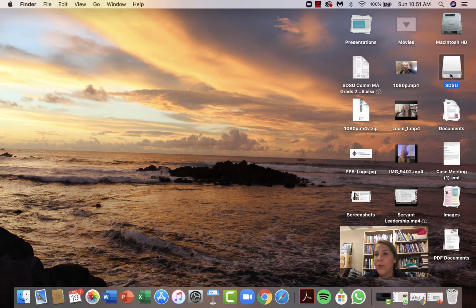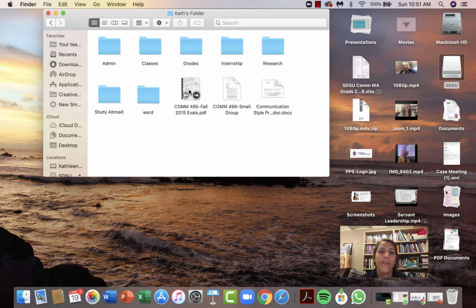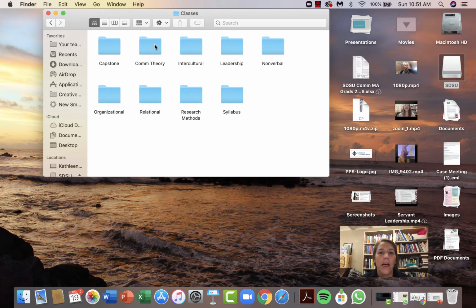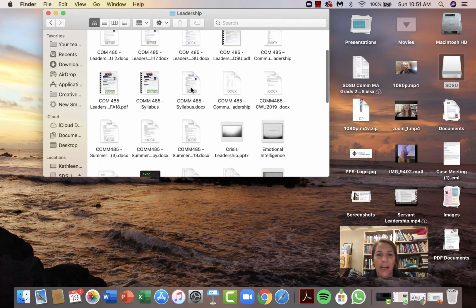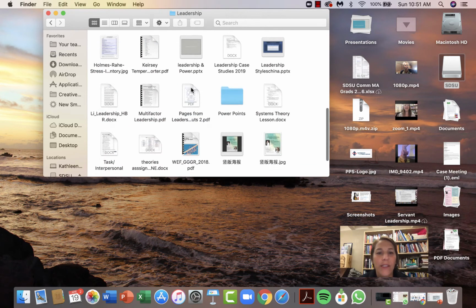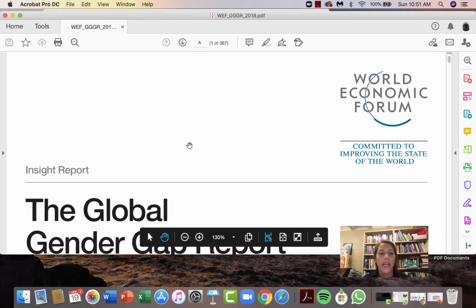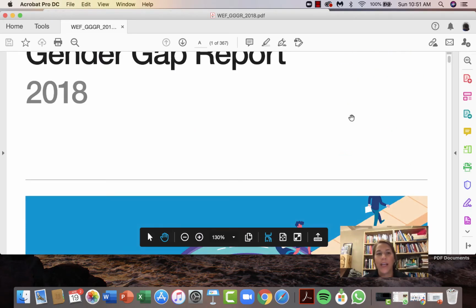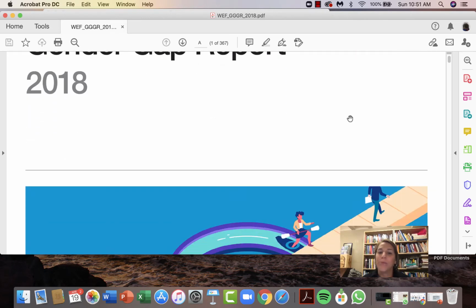I'll show you real quickly as well, if I can find it in just 2 clicks. Sometimes it takes me more than 2 clicks, and then I don't want to waste time. But the report that I was mentioning is right here, and it's a fascinating report. It's from the World Economic Forum. It's 2008, and it's the Global Gender Gap Report.